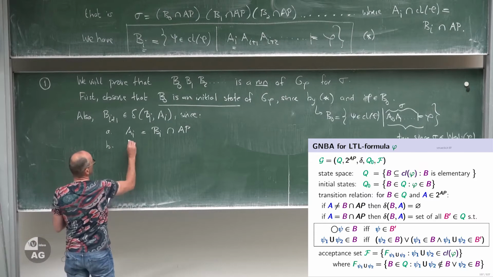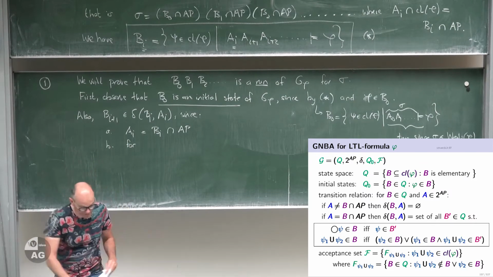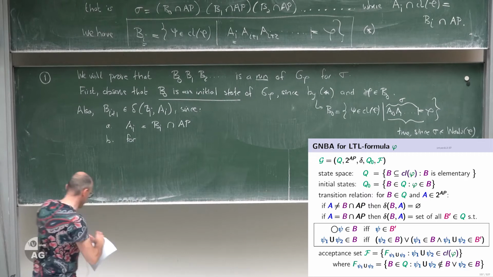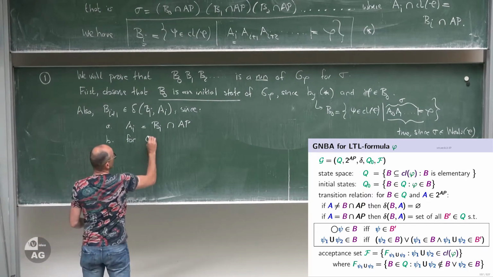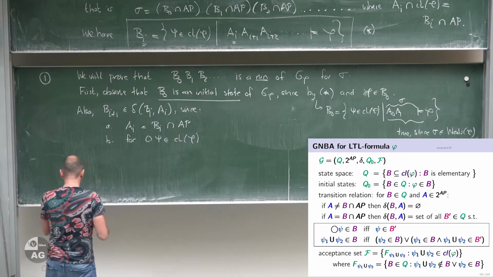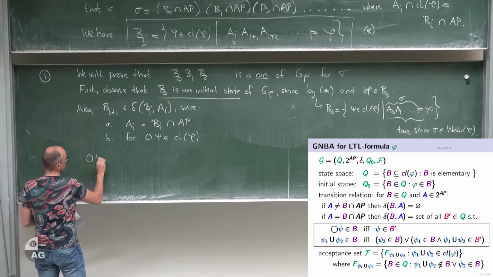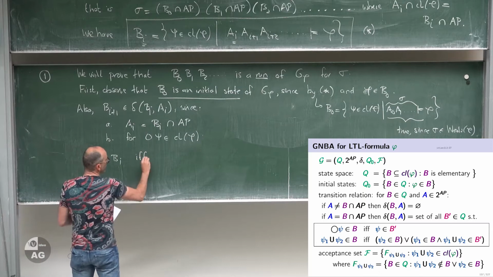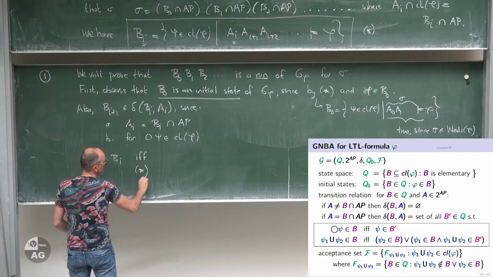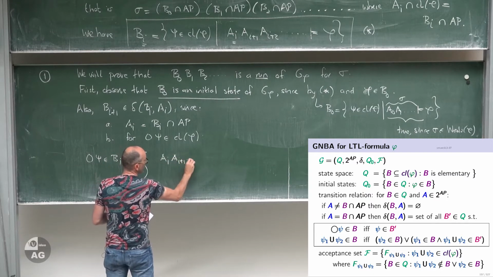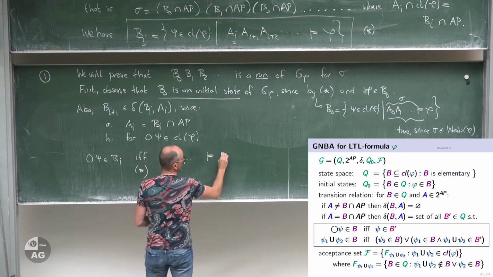If you have a next formula, so now what do I need to check? I need to check these two conditions. So how do I get these conditions? Assume that next psi belongs to the closure of phi. For that it holds the following. Next psi belongs to Bi if and only if, by condition star, that Ai+1 satisfies next psi.